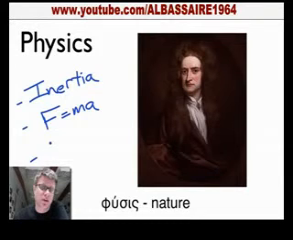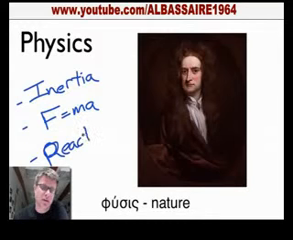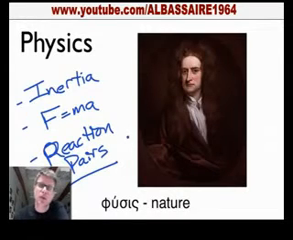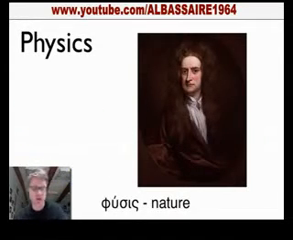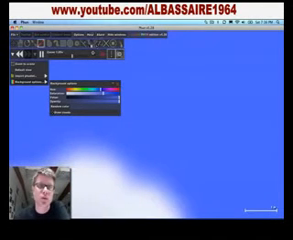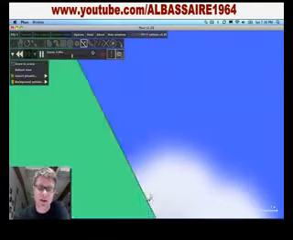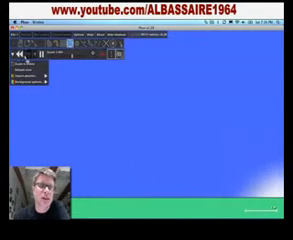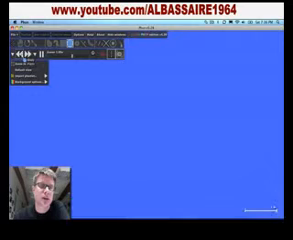And so we call those reaction pairs. In other words, when I push on a wall, it is pushing back equally on me. And so let's jump into the virtual world and take a look at how those would work. First of all, let me add a ground for just a second.